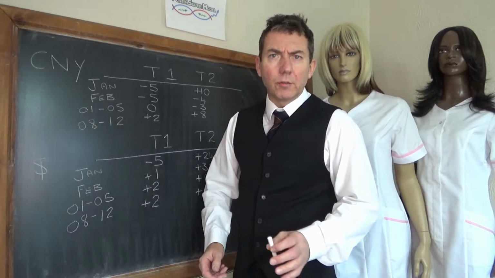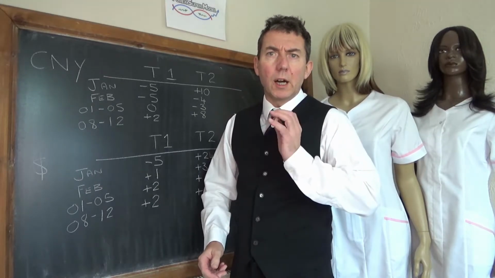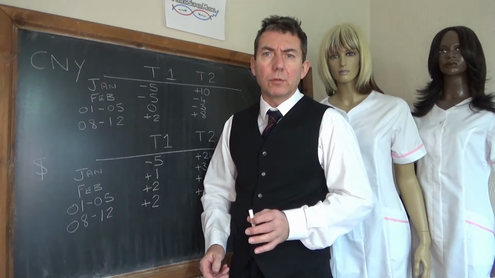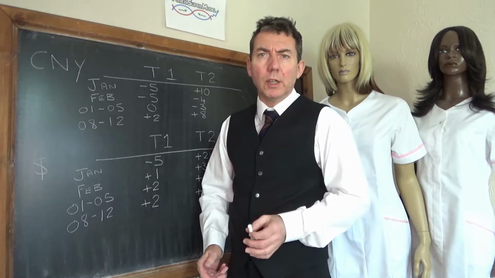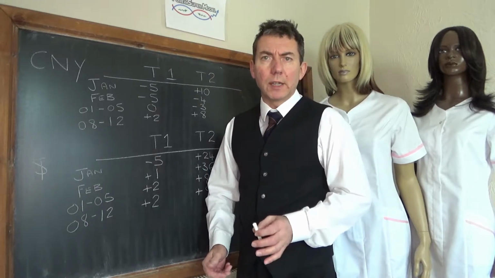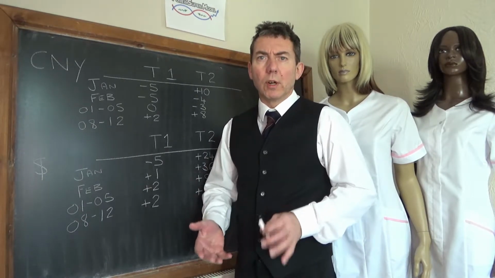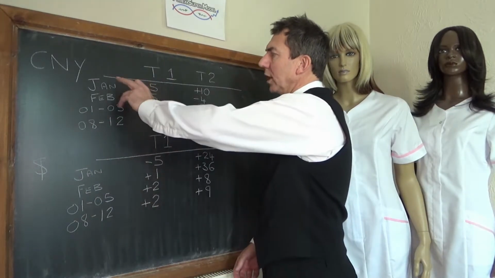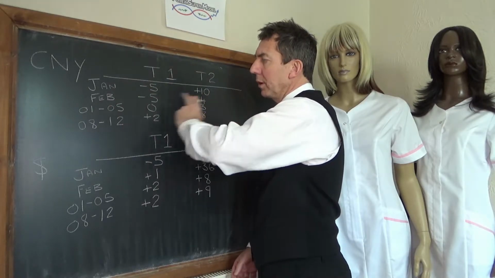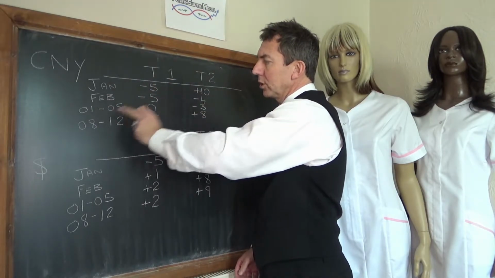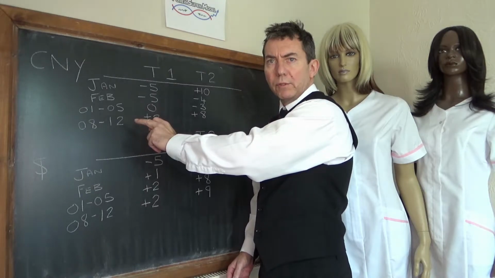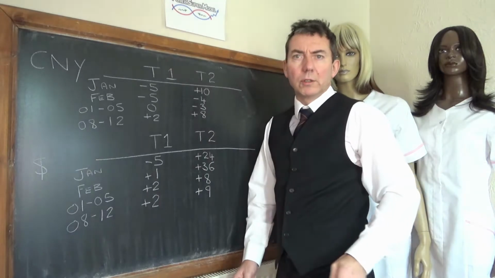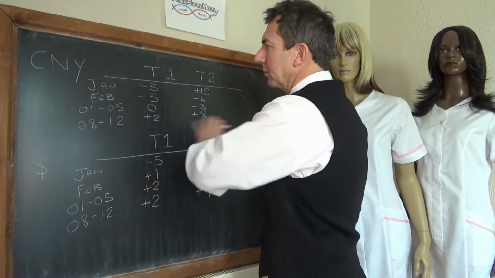Hello, I'm the senior trader at the Forex Super Model, and this is the weekly data cycle review for Monday the 8th to Friday the 12th of the 3rd, 2021. Basically, it's our version of the economic calendar in modelled terms. We'll start off with China and the dollar. We've got January data, February, the first week of March, and the second week of March, which is the week we've just had, the 8th to the 12th. T1 and T2 stand for Tier 1 and Tier 2 data. So let's make a start.